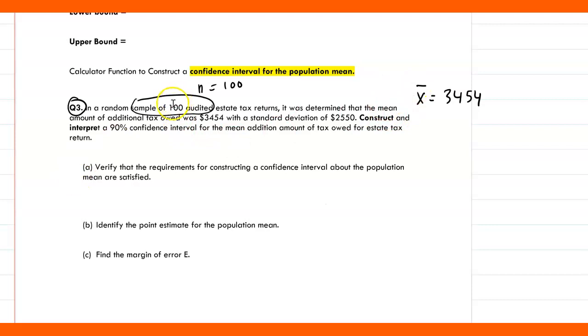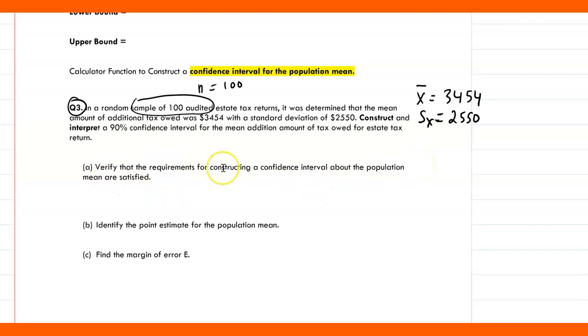The standard deviation of those 100 audited tax returns is 2,550. That's the s x, the standard deviation for the sample. Now construct and interpret a 90% confidence interval for the mean additional amount of tax owed for state returns. The first question is to verify that the requirements for constructing a confidence interval about the population mean are satisfied.